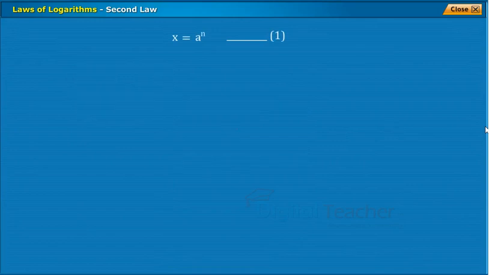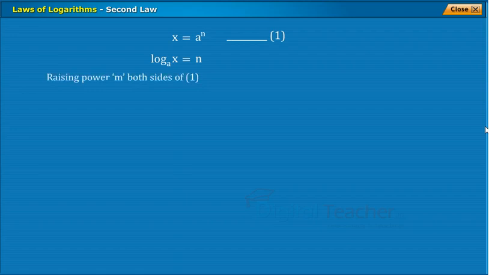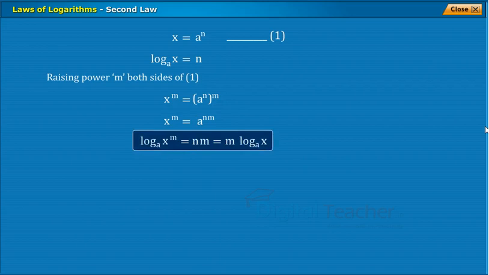Second law. Consider x is equal to a power n as equation 1. Its equivalent logarithmic form is log x to the base a is equal to n. If we raise both sides of equation 1 to the power m, the obtained expression is as shown. Applying the laws of exponents on this expression, we get another expression as shown on the screen. Its logarithmic form is log x power m to the base a is equal to nm is equal to m log x to the base a.